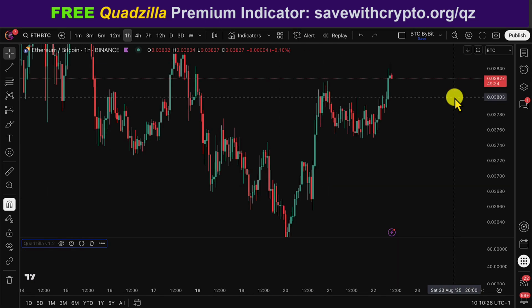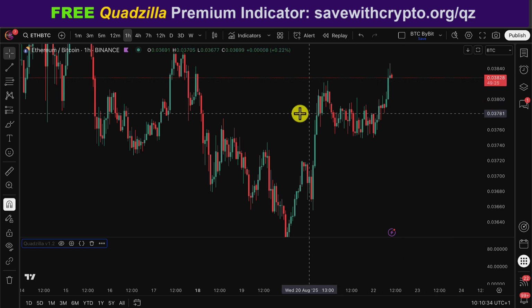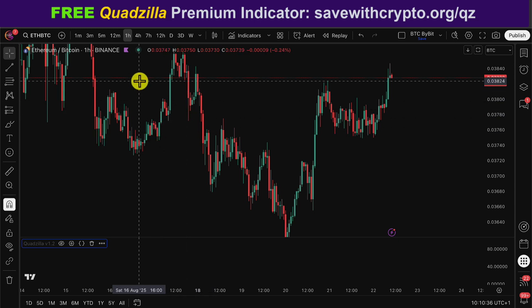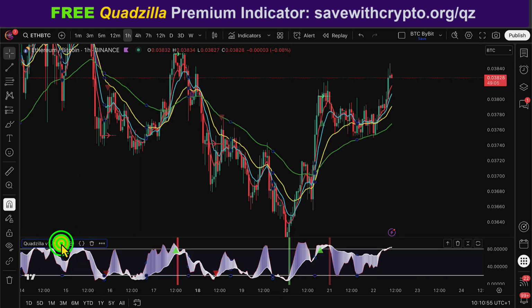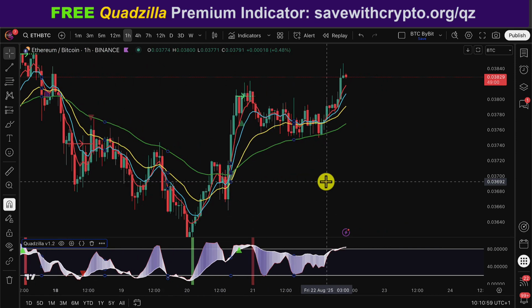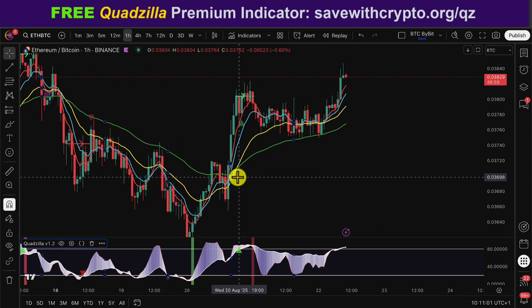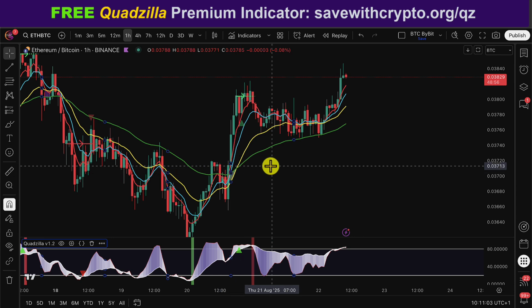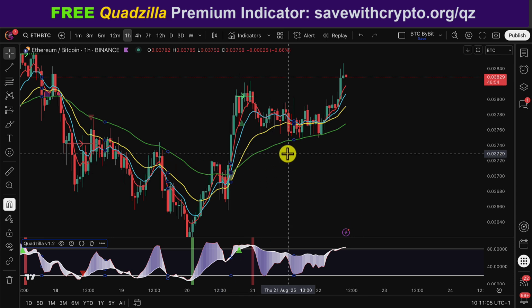Now then, if we are seeing the price of Ethereum go up and Bitcoin not so much, it's probably worth looking at the Ethereum Bitcoin chart. So this is the Ethereum Bitcoin chart using Binance as a data source. So let's just pop on Quadzilla, see what that shows us. Okay, so we've actually been bullish like this since Wednesday. Okay, so that was 2 days ago, and up the price goes.